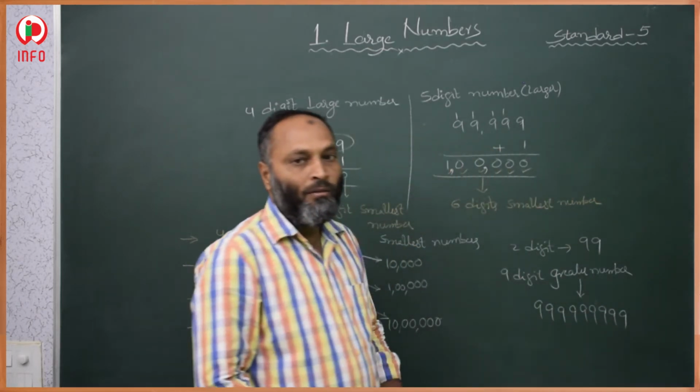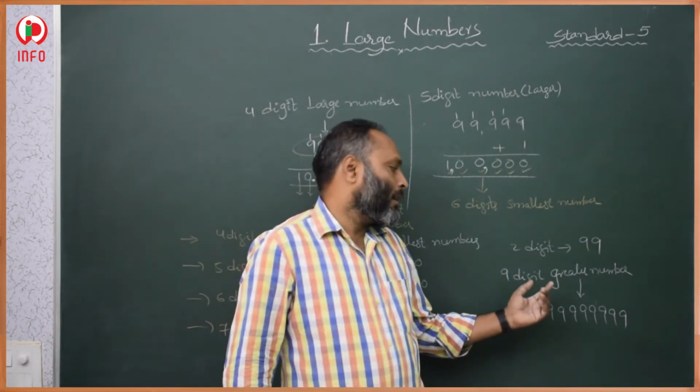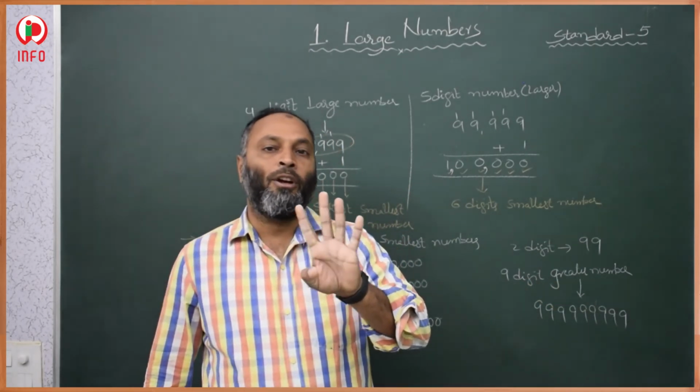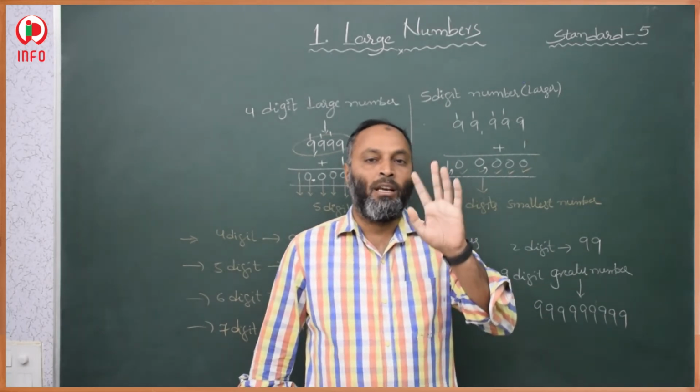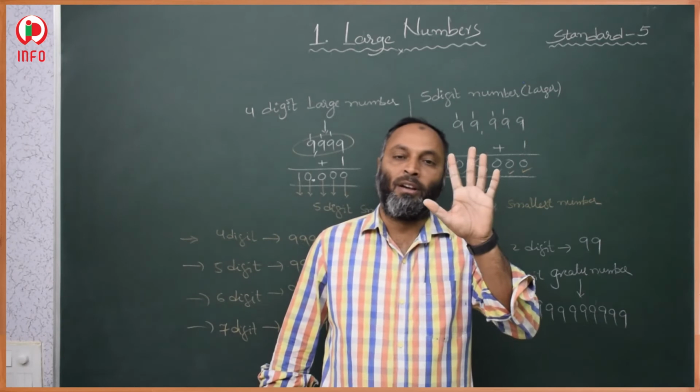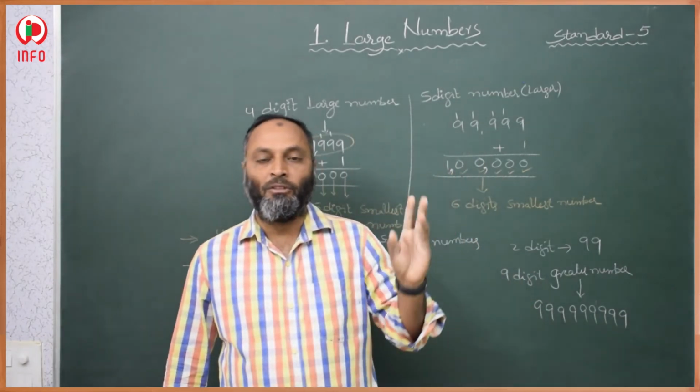For the greatest number, it is very simple. However many digits are asked, that many nines we have to take. For the 4-digit greatest number, we take 4 nines. For the 5-digit greatest number, 5 nines. For the 6-digit greatest number, 6 nines. In that way we write the greatest number.